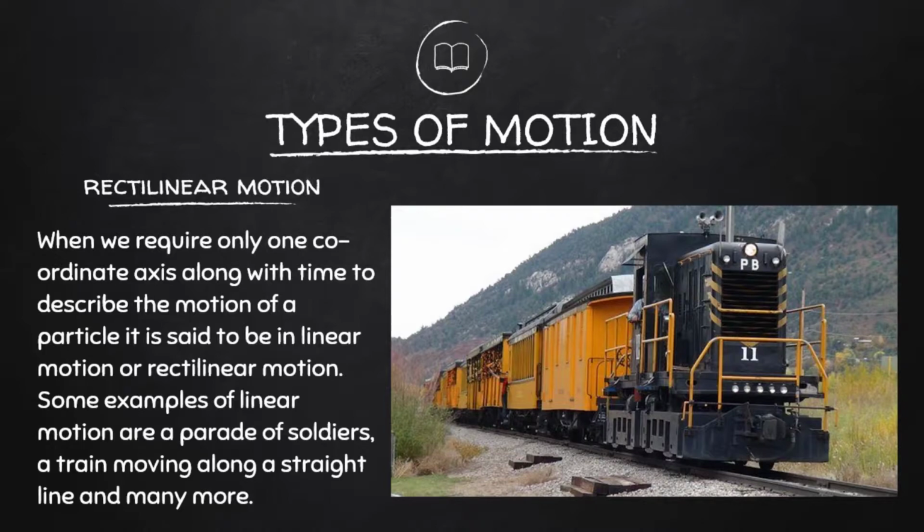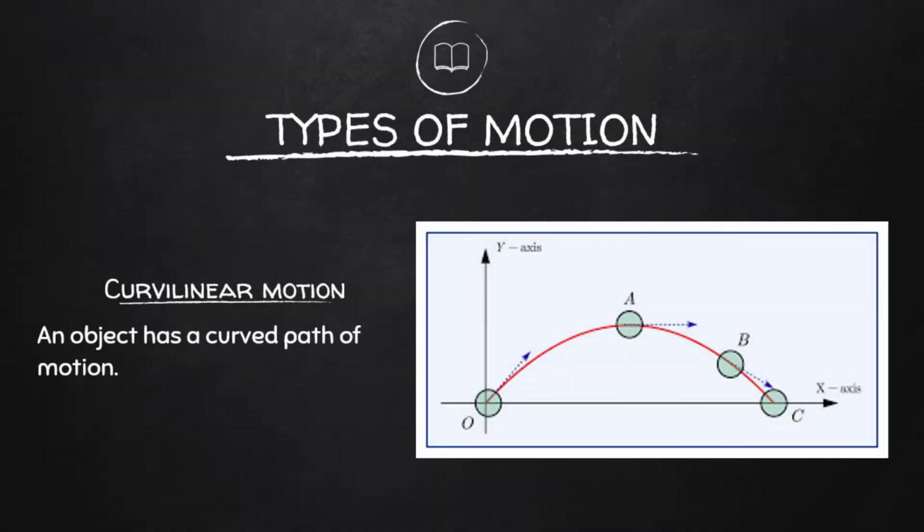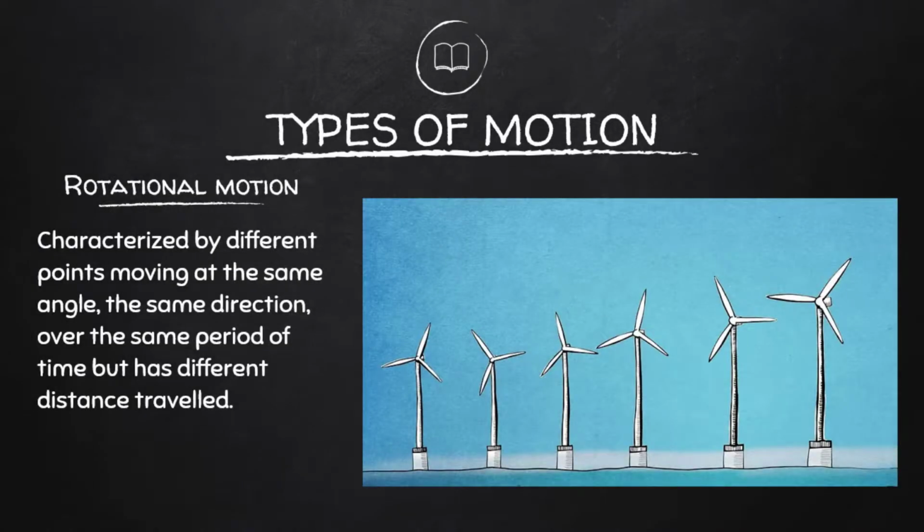Another type of motion is curvilinear motion, which is described as an object having a curved path of motion. An example of this would be objects under projectile motion. Lastly, rotational motion. It is characterized by different points moving at the same angle, in the same direction, over the same period of time, but with different distances traveled.